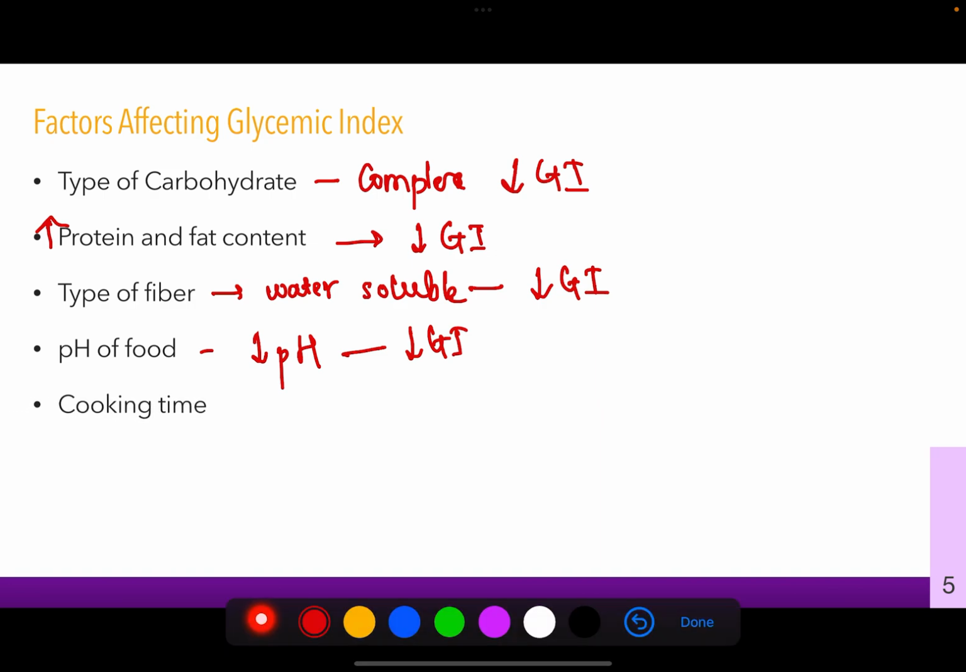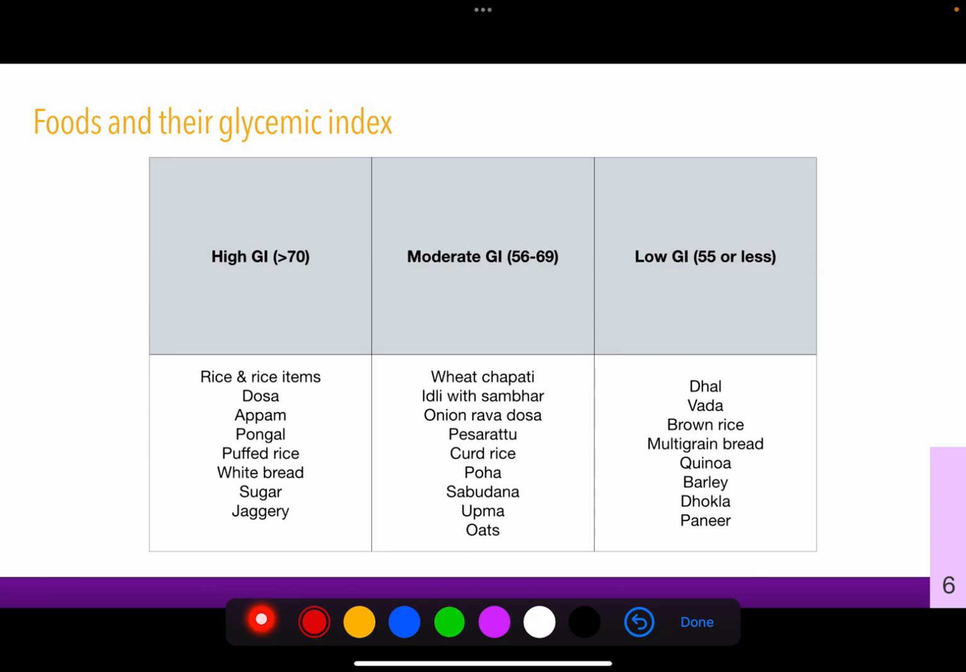Cooking time. What happens if you overcook anything? The complex carbohydrates present in the food might be converted into easily digestible components, which might increase the glycemic index of the food. So increased cooking time might, it's not always, but might increase the glycemic index of food.